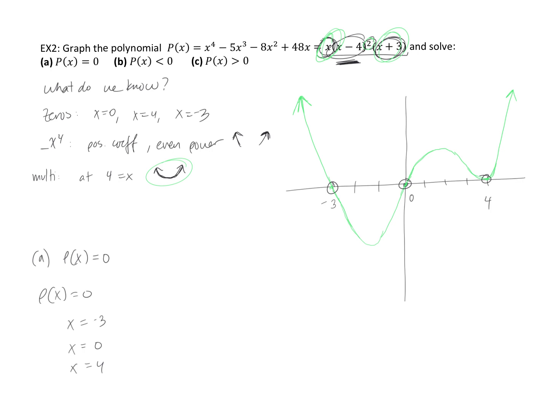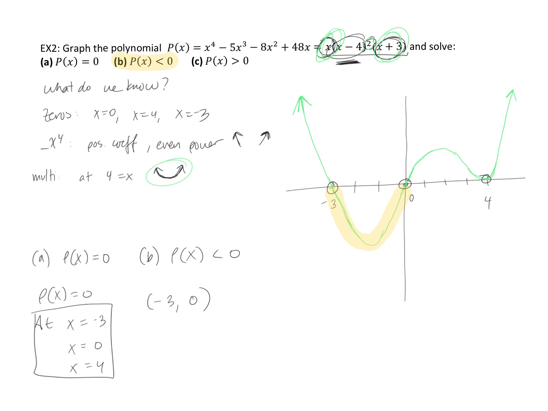The next question is, when is my polynomial less than 0? So my polynomial is less than 0 when it dips below the x-axis, and that is right along here. That is when it is less than 0. So again, we're talking about the y values, but we're going to answer in the x values. So what x values are those? Those x values are from between negative 3 to 0, not including.